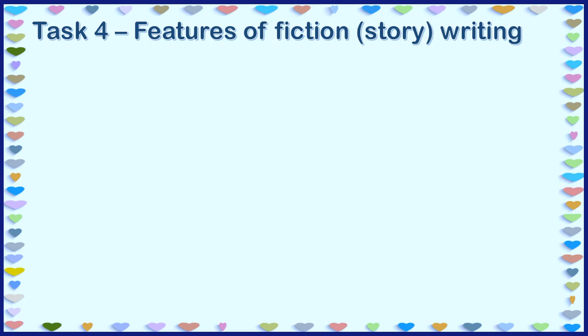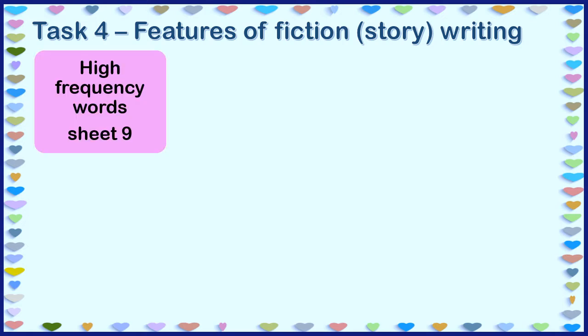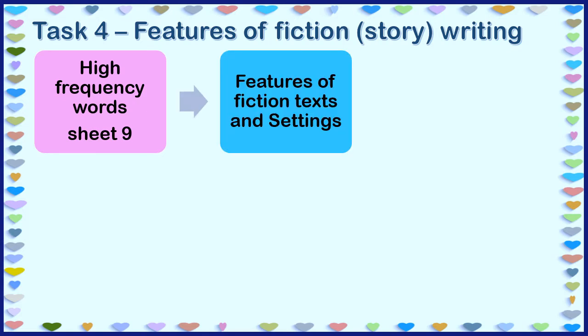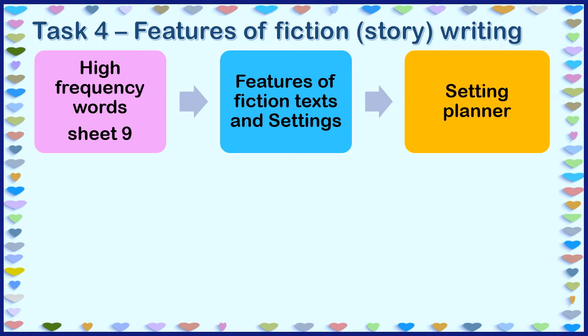Okay, year 4 is task 4. We're going to focus very specifically on the features of fictional writing or story writing. You'll be doing your high frequency words sheet, number 9. Then we'll be looking at the features of fiction texts, and we're going to focus specifically on settings today. And then you'll be doing a setting plan. This will be a rough plan where you will draw and write only words to describe your setting.